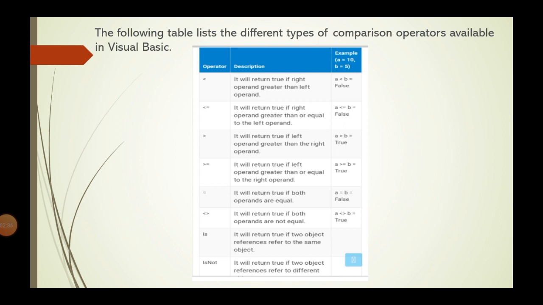Now these are the different types of comparison operators available in Visual Basic, like less than, less than or equal to, greater than, greater than or equal to, equal to, not equal to, and so on. The first column is operator, the second is description, and the third is example. For the less than operator, the description is that it will return true if the right operand is greater than the left operand; otherwise, the answer is false. For example, a is equal to 10 and b is equal to 5. Is 10 less than b? No, so the answer is false. This is the example of a comparison operator.